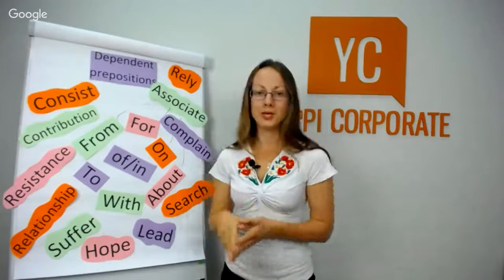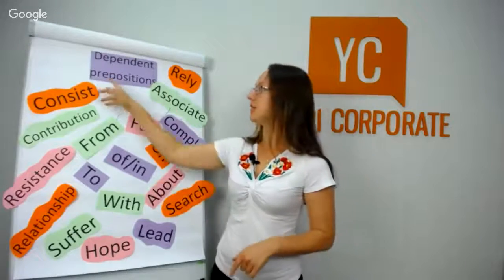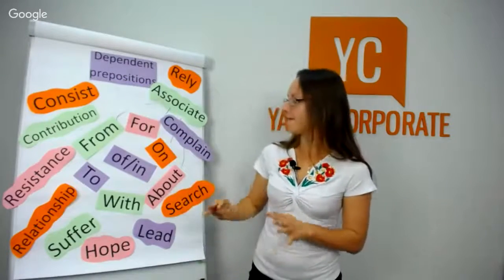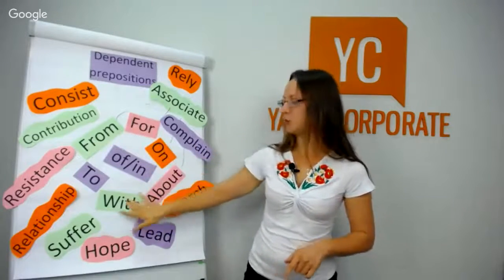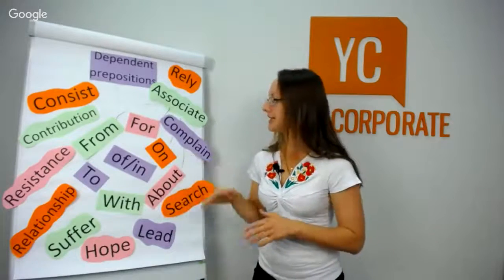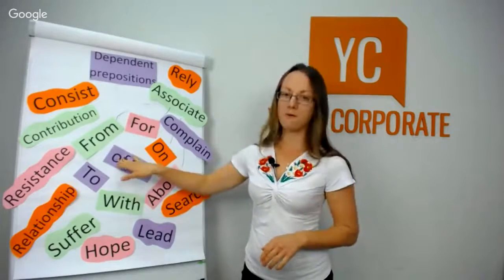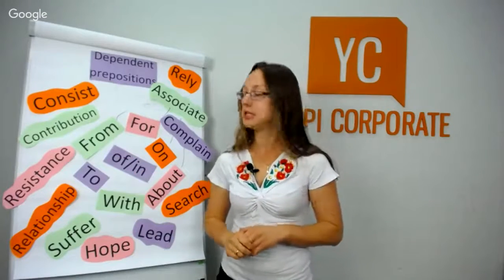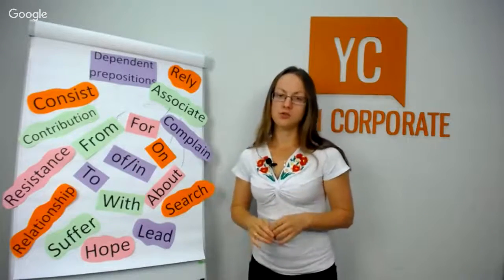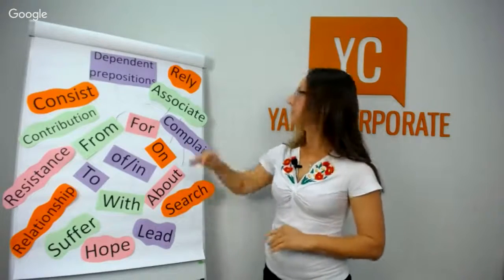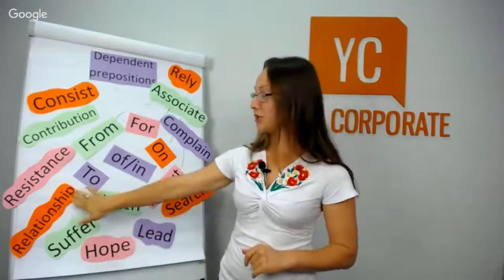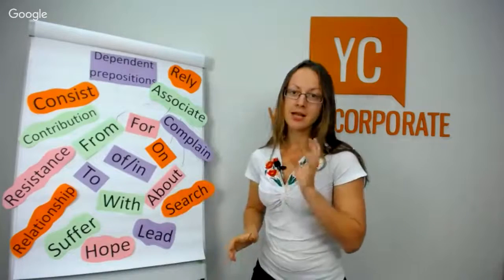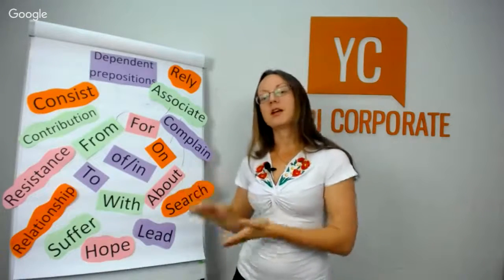So let's sum up what we have here on our whiteboard. Today we're talking about dependent prepositions, and we have some prepositions here: from, for, on, about, with, to. And one word out of these can be followed by two prepositions, of or in, and the meaning is different. So we have the words here that you are to match with the prepositions: rely, associate, complain, search, lead, hope, suffer, relationship, resistance, contribution, consist. And now let's move to our presentation to check everything we have done here. I hope that you've done it.